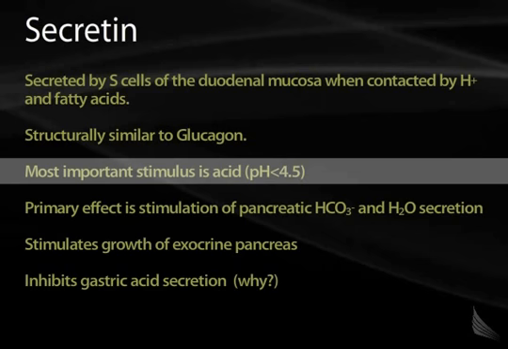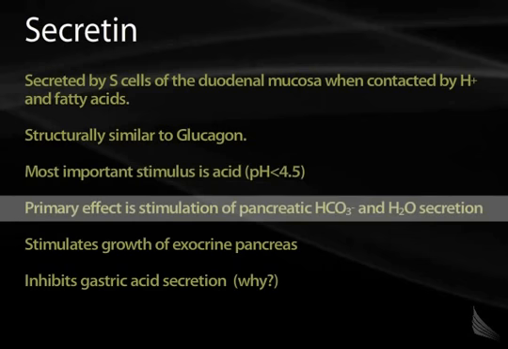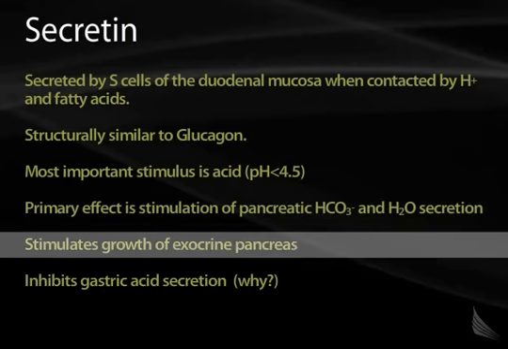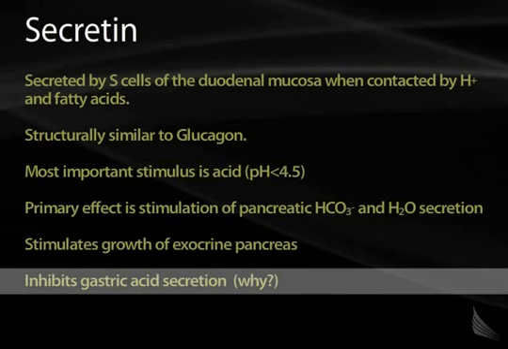The primary effect of secretin is to stimulate pancreatic bicarbonate and water secretion. Therefore, they act to neutralize the acid that is present in gastric contents. Secretin can also stimulate growth of the exocrine pancreas. Another effect that it has, as well as neutralizing acid in the duodenum, is to inhibit further gastric acid secretion. All of these factors combine to present an optimal environment for pancreatic enzymes to work in the duodenum and jejunum.